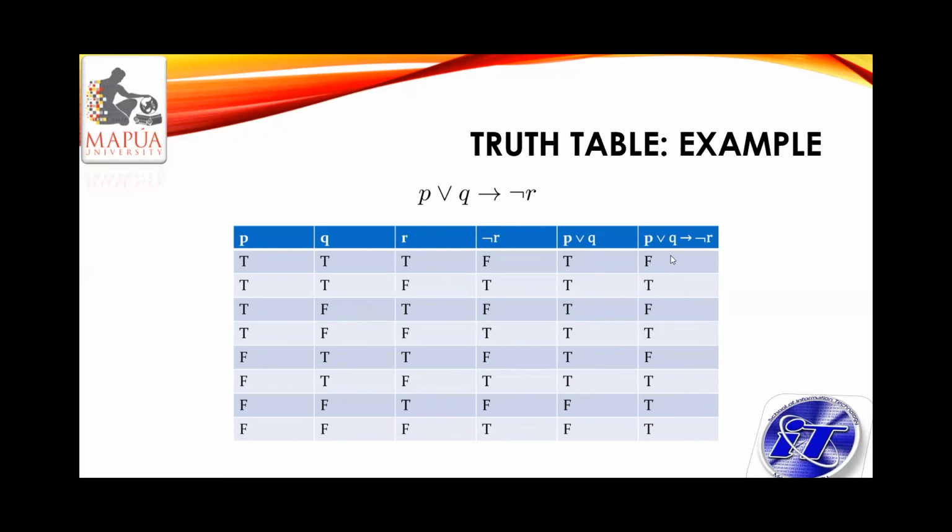The result will be on the last column. So this is the possible value or outcome when we evaluate P or Q implies not R based on the values of P, Q, R. This is how we create a truth table. We define the rows based on the number of variables. We define the columns based on the number of operators, with additional columns based on the number of operators.